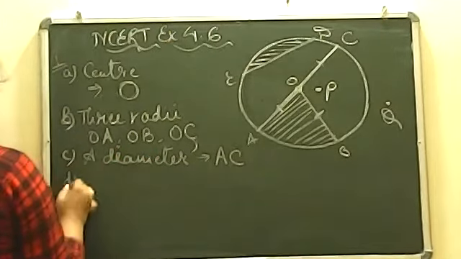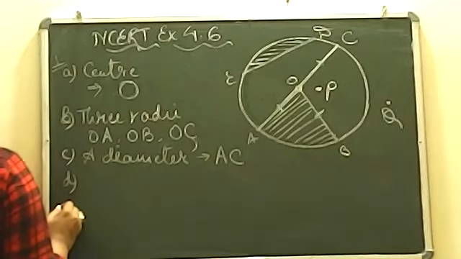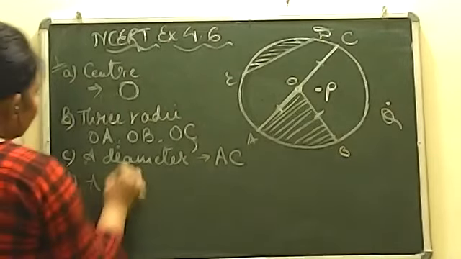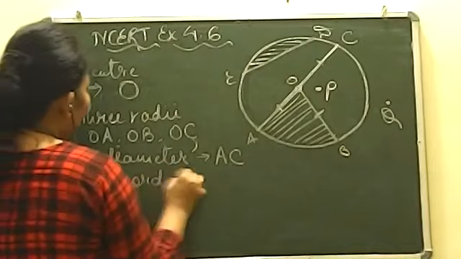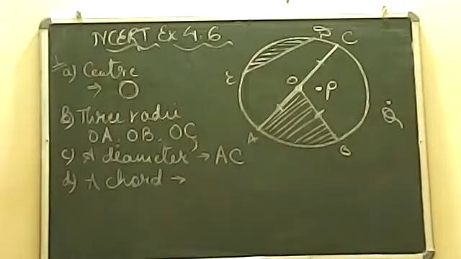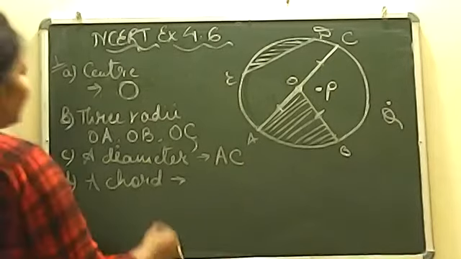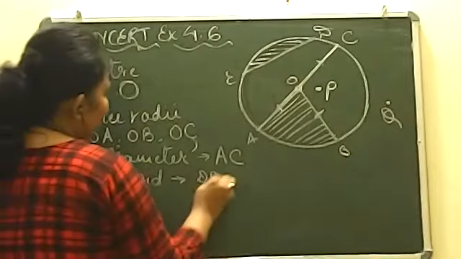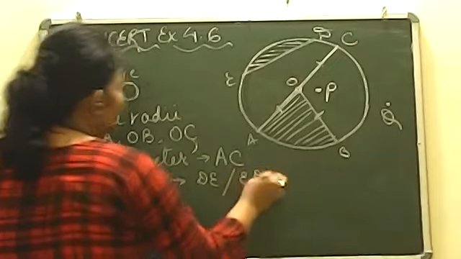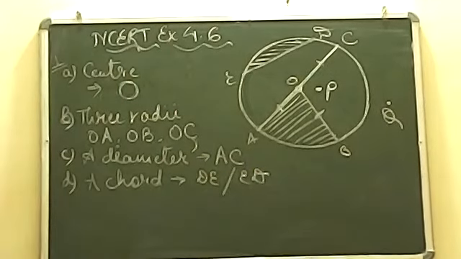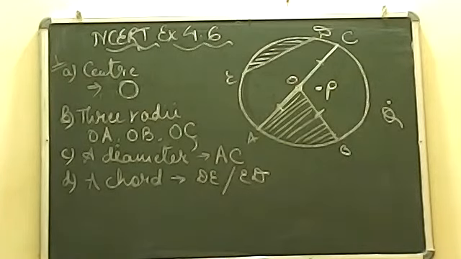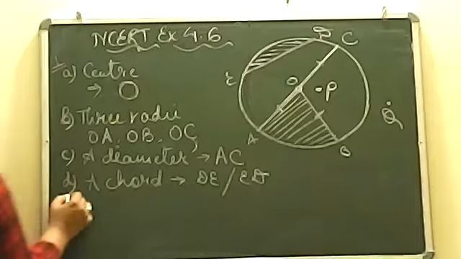Now question number D. Question D says that you have to tell about a chord. Can you please tell me what you find as a chord here, except AC? Yes, very true. It's DE, or you can also write ED. Both the answers are right. You can simply write DE, or you can also write ED. Now let's move on to E.